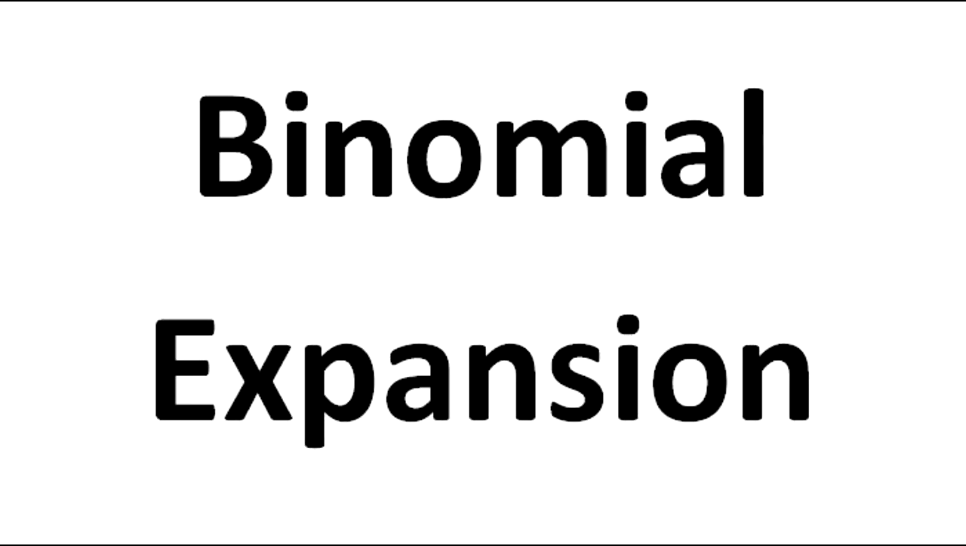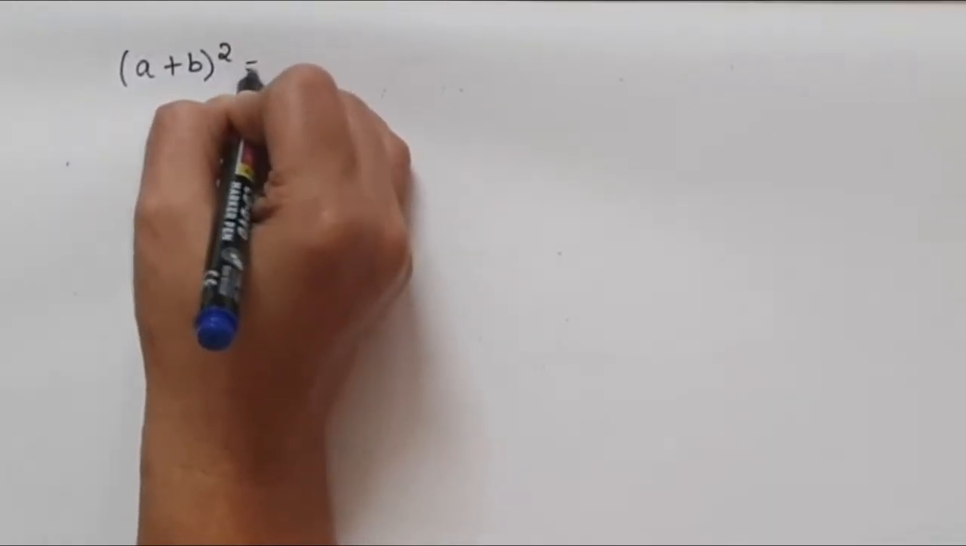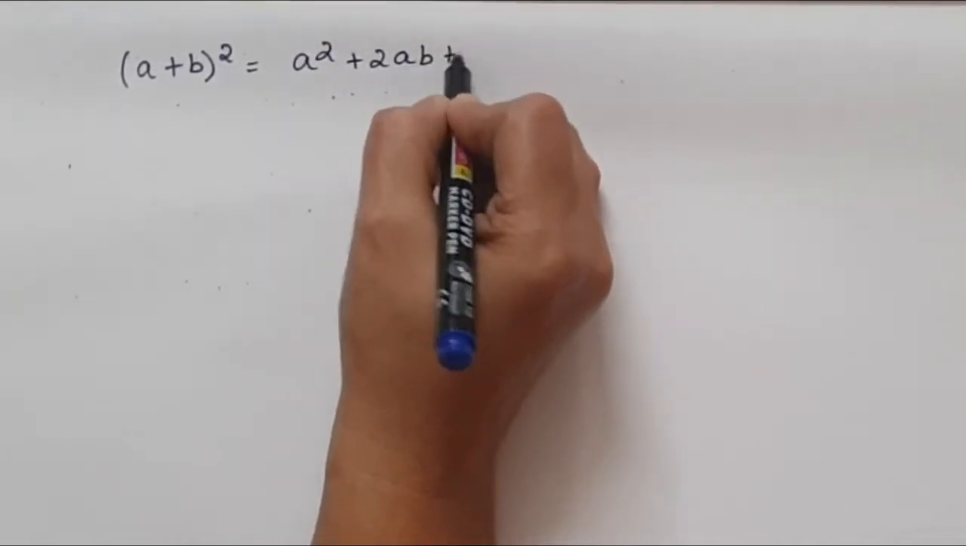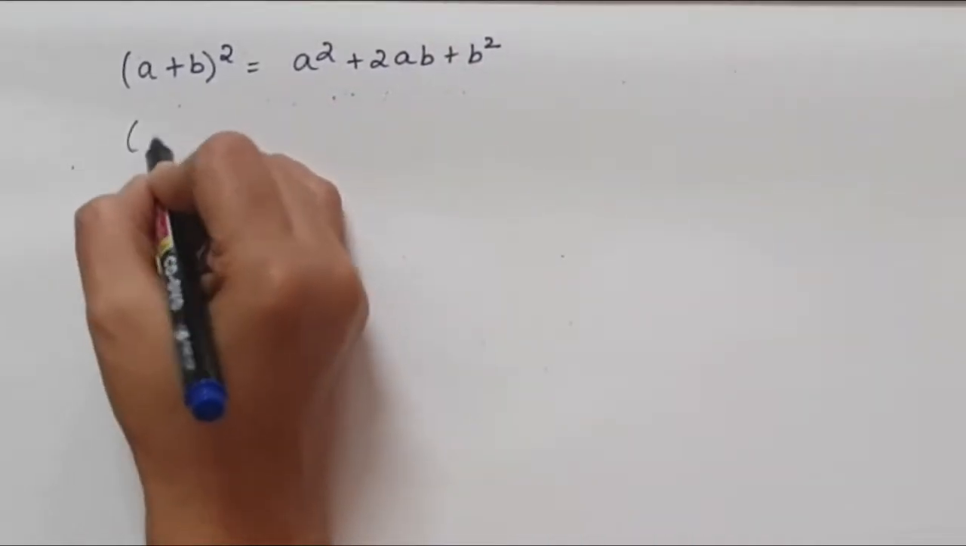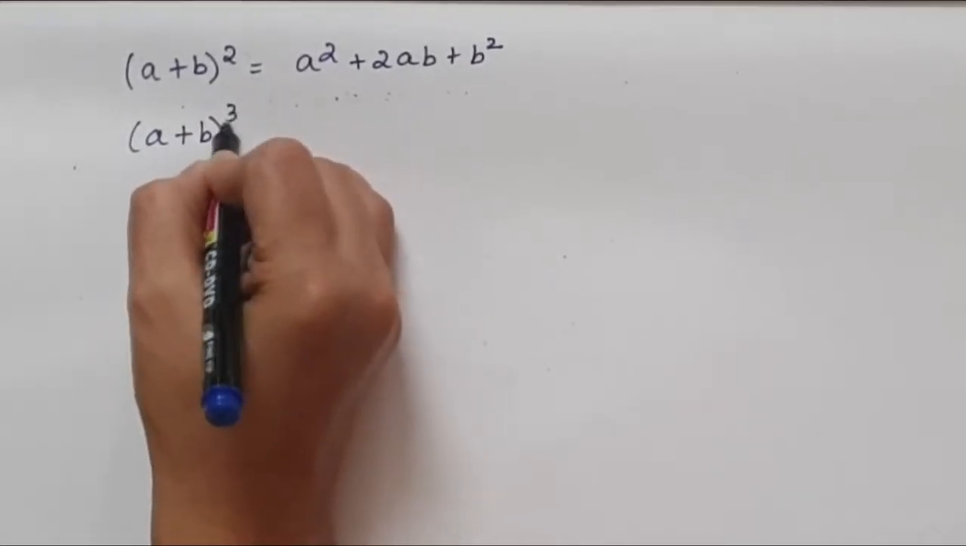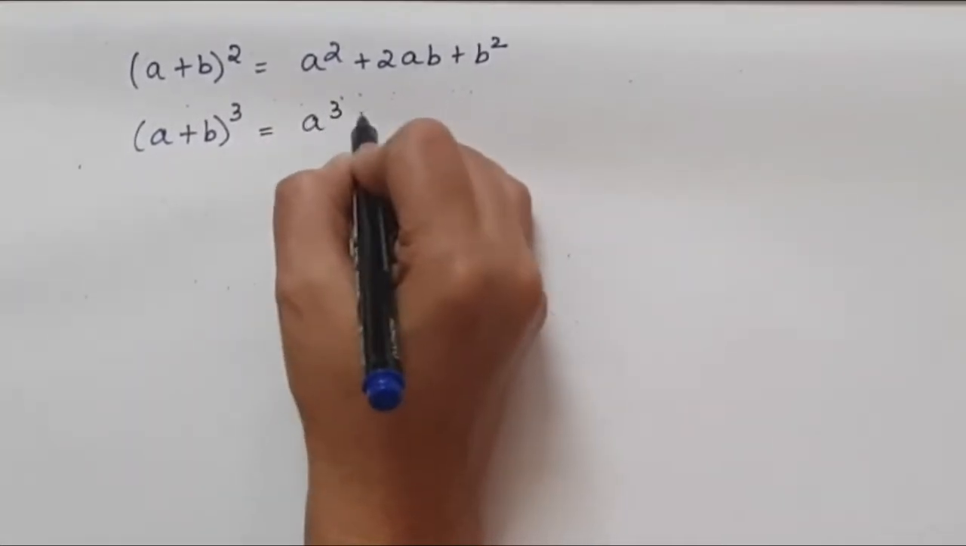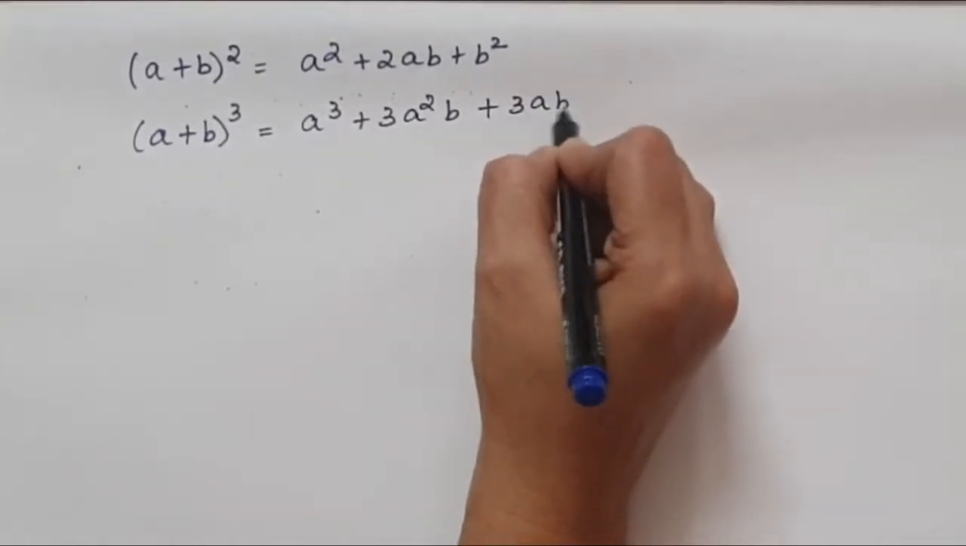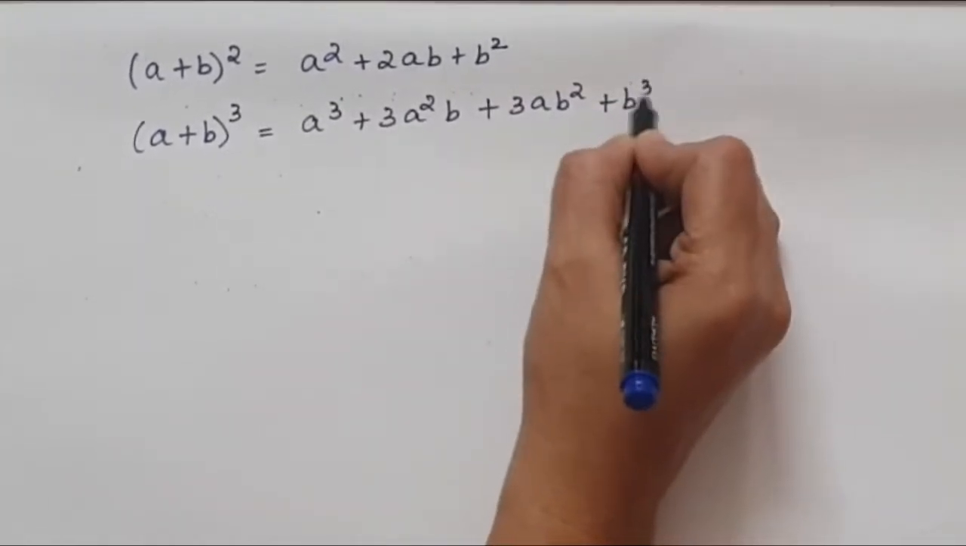Binomial expansion. (a + b)² is a² + 2ab + b². In the same way, (a + b)³ will be equal to a³ + 3a²b + 3ab² + b³.